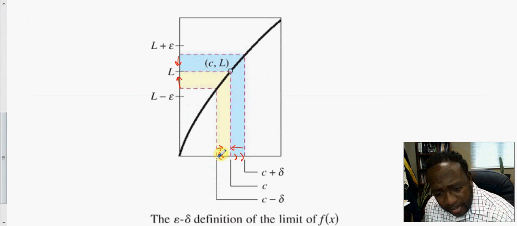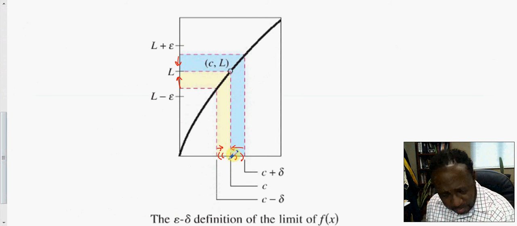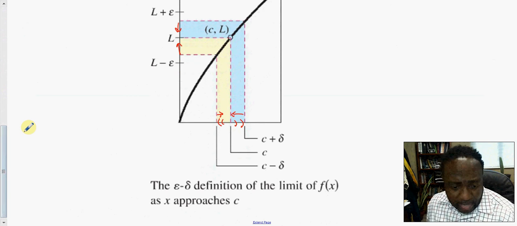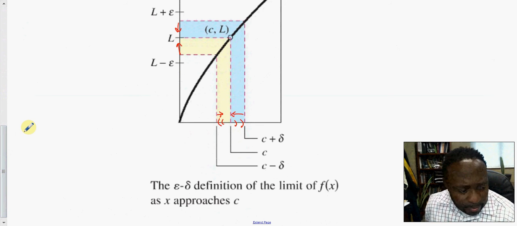So as the x values approach c, given within some delta neighborhood, does that imply that the y values also approach L given some epsilon neighborhood? And if that be the case, then we say that the limit exists. Well, let's see if we can prove that now.